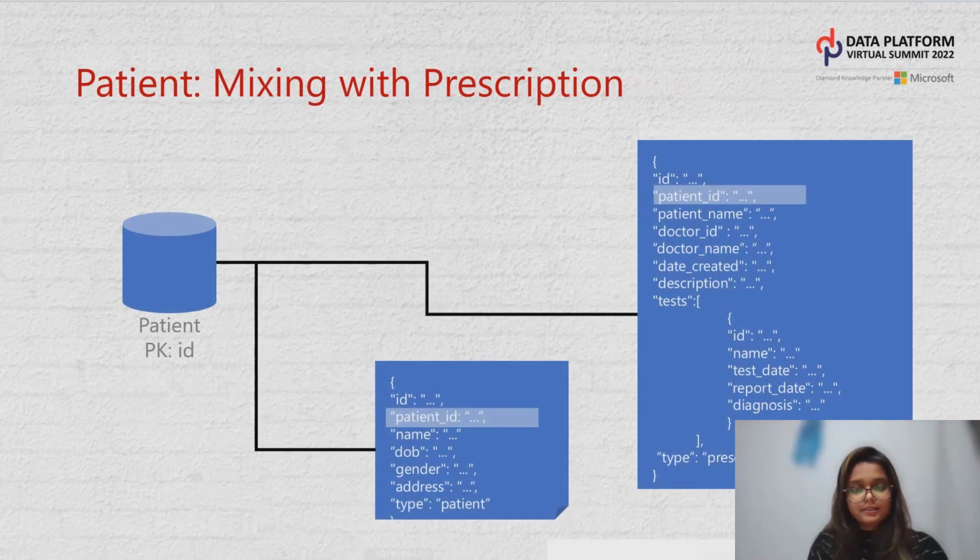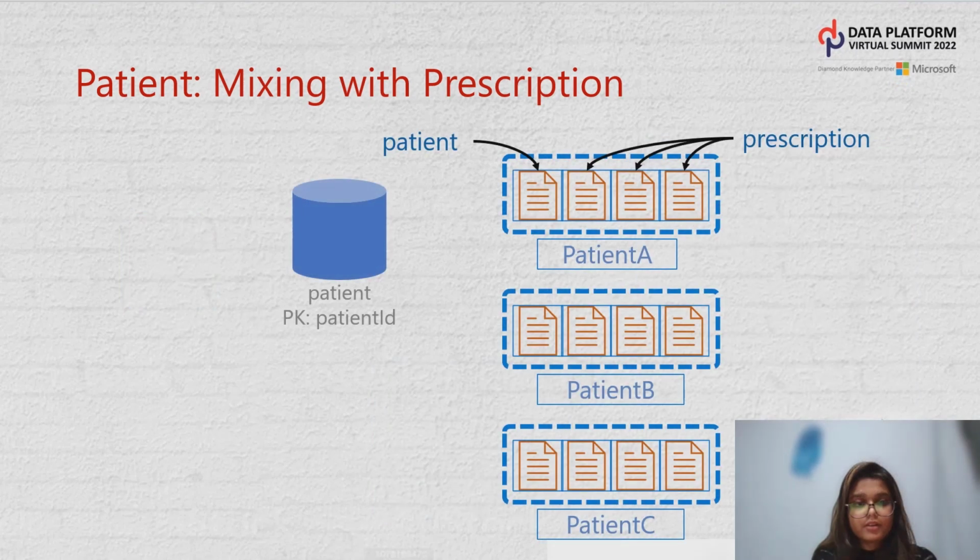So we add these two documents into the same container, patient. But how do we differentiate between these two document types? We define a field called type, where the patient document will have type patient and the prescription document will have type prescription. So this is how a logical partition will look. There will be a single patient document and multiple prescription documents for a single patient ID.